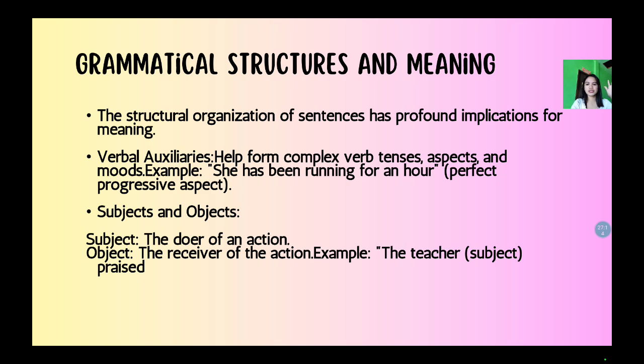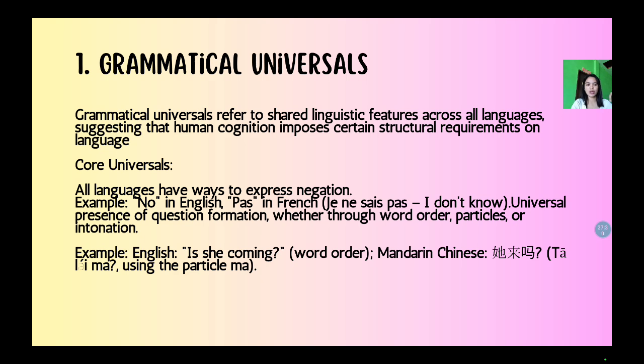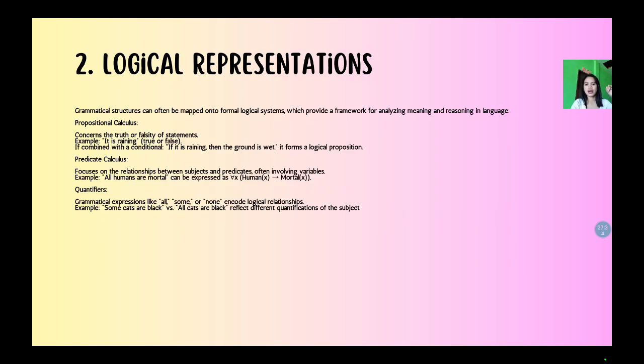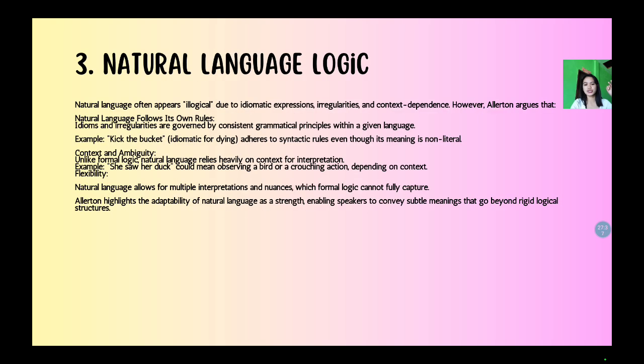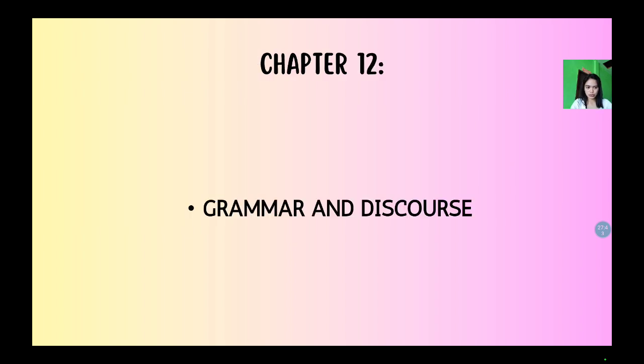Also, the third part is grammatical structures and meaning. It discusses the verbal auxiliary, subject and object, abstract cases, generative semantic rule, and the last one is grammar and meaning, which talks about grammatical universals, logical basis, logical representation, natural language logic, and challenges of formal logic. So that's the last one. So let's proceed to chapter 12.